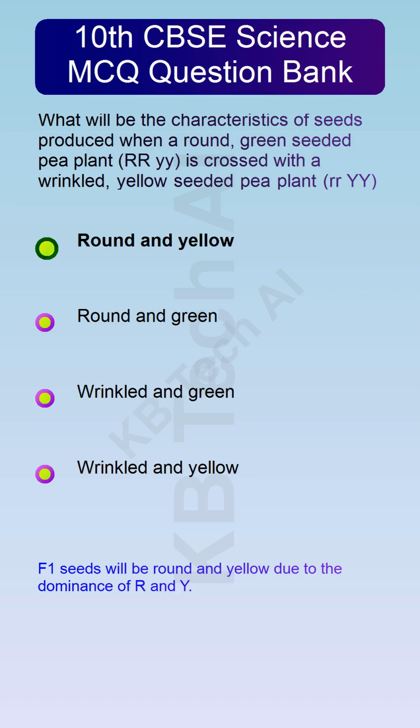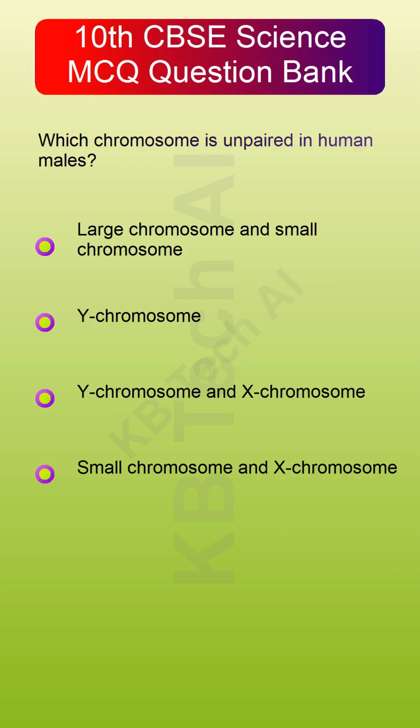The answer is, option 1, round and yellow. Which chromosome is unpaired in human males? Option 1, large chromosome and small chromosome. Option 2, Y chromosome. Option 3, Y chromosome and X chromosome. Option 4, small chromosome and X chromosome.